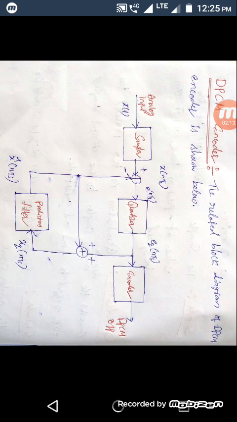This is the block diagram of the DPCM encoder. The related block diagram of the DPCM encoder is shown below. In this, we are seeing different blocks: sampler, quantizer, encoder, and prediction filter. In previous classes, we also discussed what a sampler is, what a quantizer is, and what an encoder is, and a new term is there, that is the prediction filter.